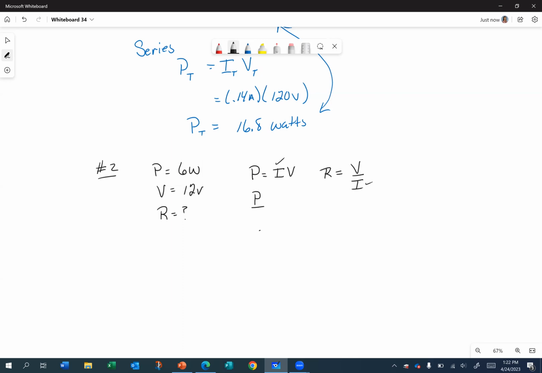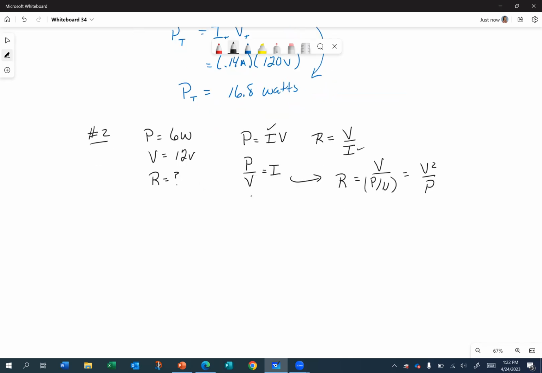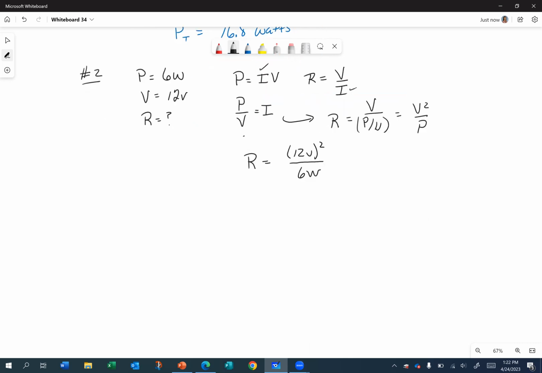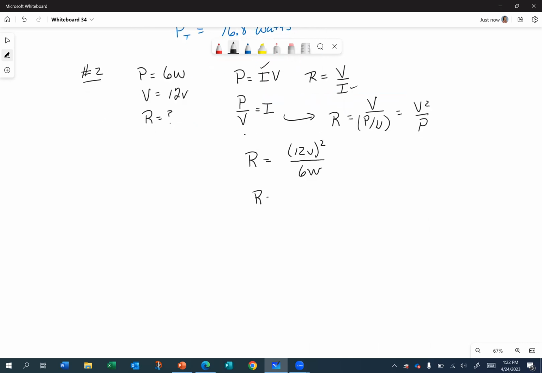So power divided by voltage is equal to your current. So I'm going to plug that into here to say resistance is going to be voltage divided by power over voltage. So it's going to be V squared divided by P. So my total resistance here is going to be 12 volts squared divided by the power of 6 watts. So that gives me a total resistance equal to 24 ohms.